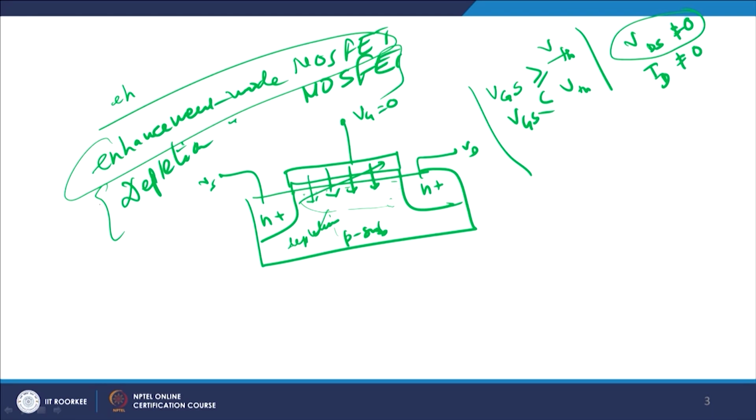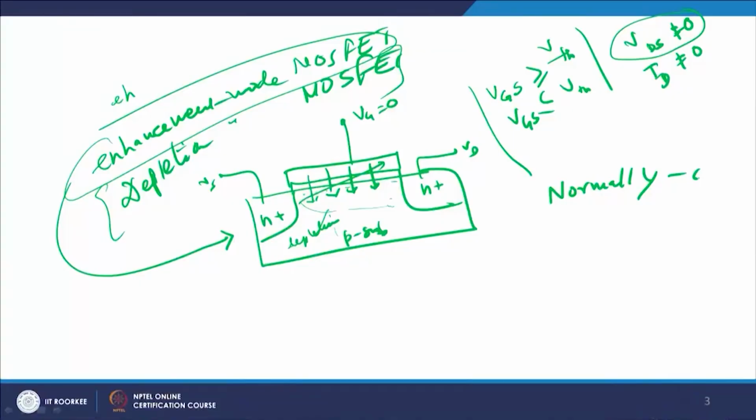So, what is an enhancement mode MOSFET? Enhancement mode MOSFET is a device which enhances the charge carriers near the silicon dioxide interface, thereby making it on, and therefore, it is also referred to as a normally off device. Normally off means if we do not apply any bias, it will be in the off state, because there is no channel charge formation taking place.